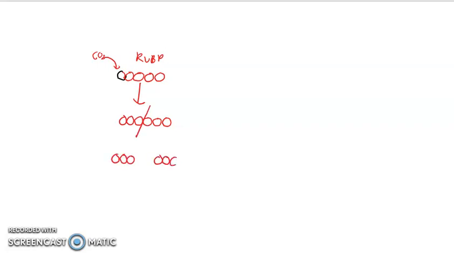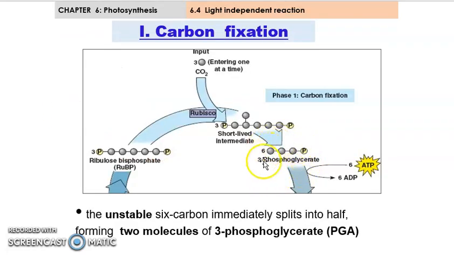Macam ni contohnya. Okay, so tadi kita ada 3 carbon dioxide, by which each of the carbon dioxide will enter one by one. So let's say bila satu molecule of 6 carbon intermediate ni split into half, dia akan jadi 2. So that's why kalau ada 3 carbon dioxide, awak mesti kena darabkan dengan 3. So that's why dia akan jadi macam ni lah. Okay. So bila kita kira balik, dia akan ada 1, 2, 3, 4, 5, 6. So that's why kalau awak tengok based on this diagram yang tadi, it will produce 6 molecule of 3-phosphoglycerate. So awak mesti kena ingat lah, okay, 6 di depan sini.